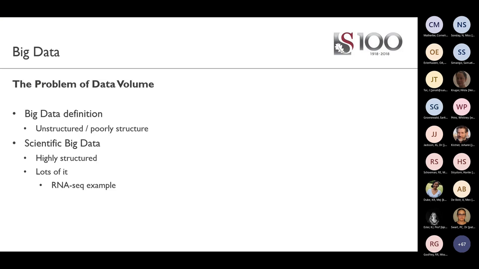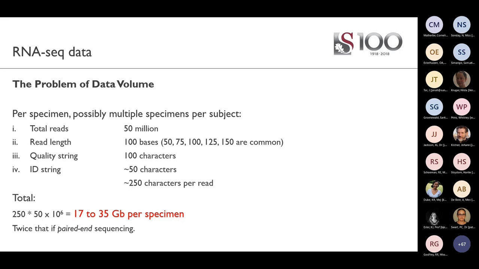Big data originally was defined as highly unstructured data, so poorly structured, but lots of it. Scientific big data nowadays is actually highly structured, and there's lots of it. I'll give you an RNA sequencing example. Typically the problem of data volume here is that per specimen we often do something like 50 million reads, maybe more. There are different instruments, and they can generate read lengths of 50, 75, 100, 125, and 150 are common for the parallel ones, most often 100 bases.